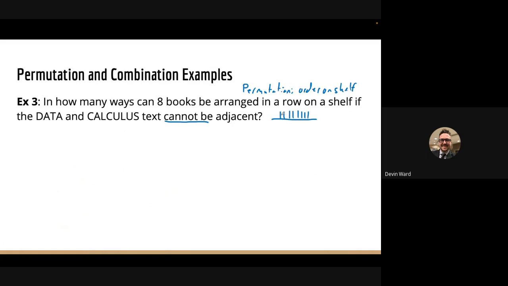Now, what we could do is look and see, say this is my calculus, and this is my data. We can see when this one's here, here, here, here, here, and here. Then move this one over. Then it can still be here, here, here, here, here. Move this one over. Then it can be here, here, here, here. There's a lot of different ways, but the way to solve it that's fastest is actually indirect. So if we find the total number of arrangements, then we can just subtract when data and calculus are adjacent.